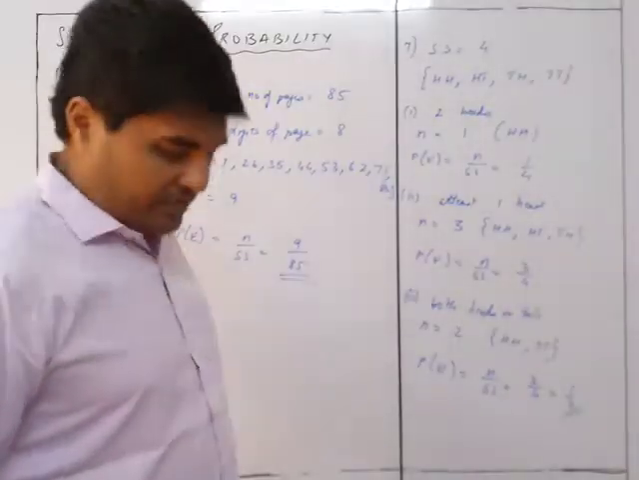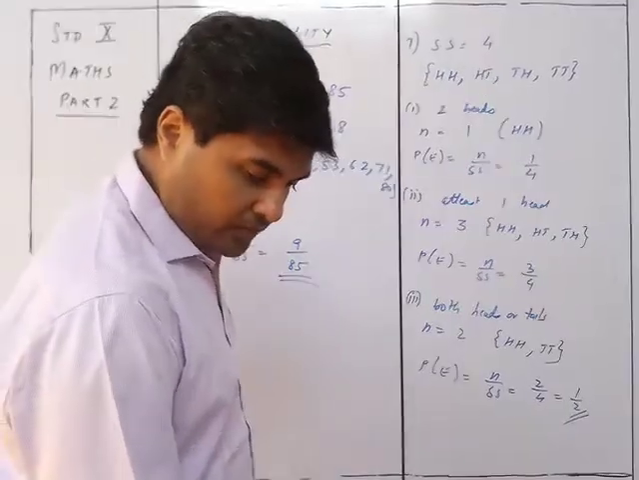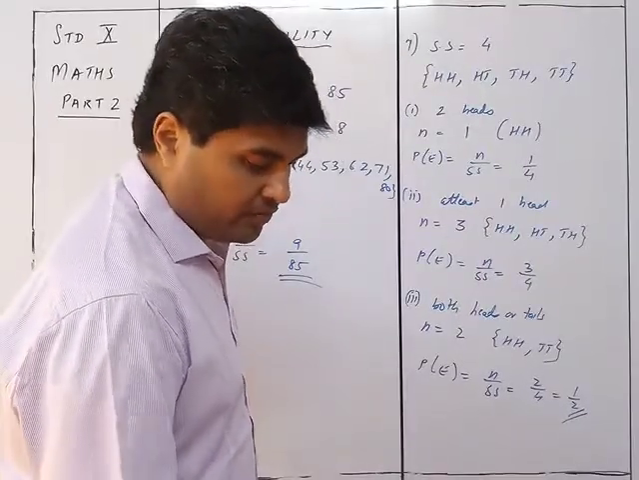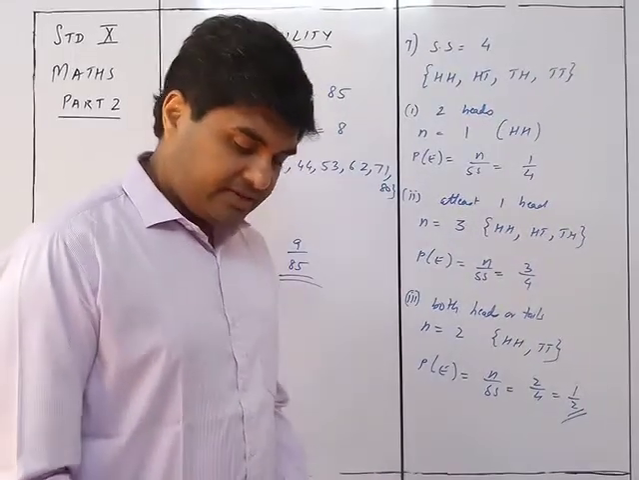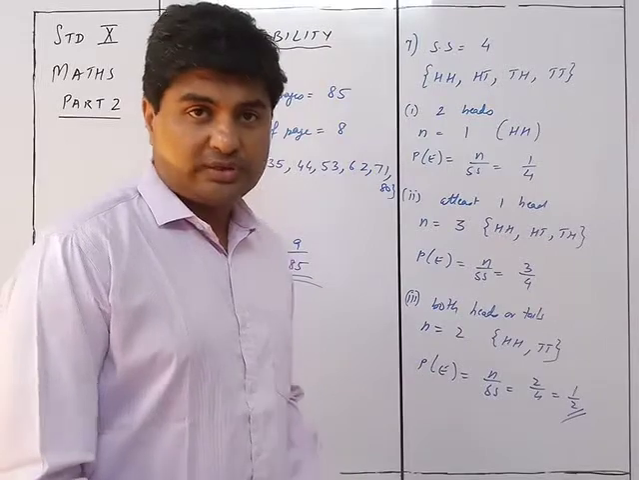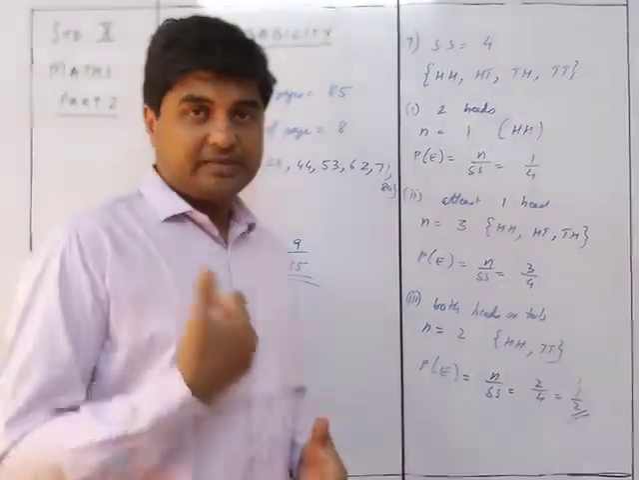So sum number 7, the answers were 1 upon 4, 3 upon 4, 1 upon 2. Yeah, that was sum number 7. You can see such questions were asked in the boards, that is 2012 May. This was the question they asked in boards. So you can imagine how easy it would be.